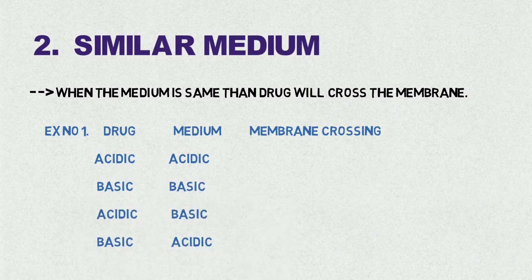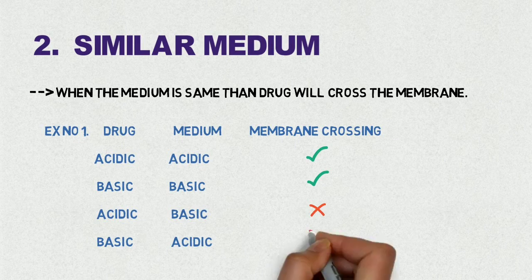Let's take an example with drug and medium. If the drug is acidic and the medium is also acidic, then the drug will cross the membrane. If the drug is basic and the medium is basic, then the drug will cross the membrane. If the drug is acidic and the medium is basic, then not, and if the drug is basic and the medium is acidic, then also no.